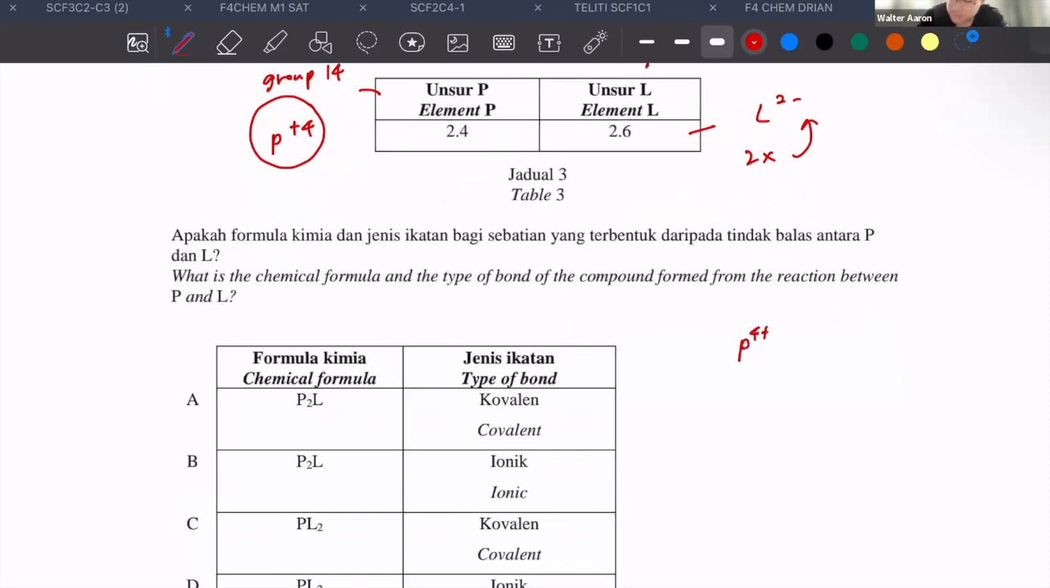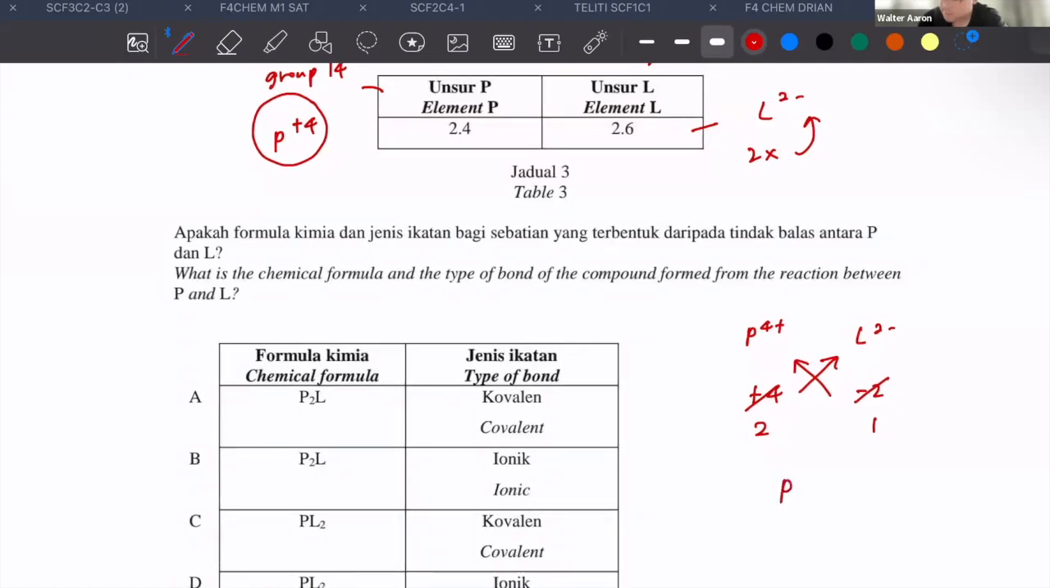All right. So usually what we do if we want to do the crossing method is write P4+ and also L2-. So this is a +4 and it's -2. We're going to cut off and simplify it. Then 2 is given to L and 1 is given to P. So the formula is supposed to be PL2. So that's the formula.